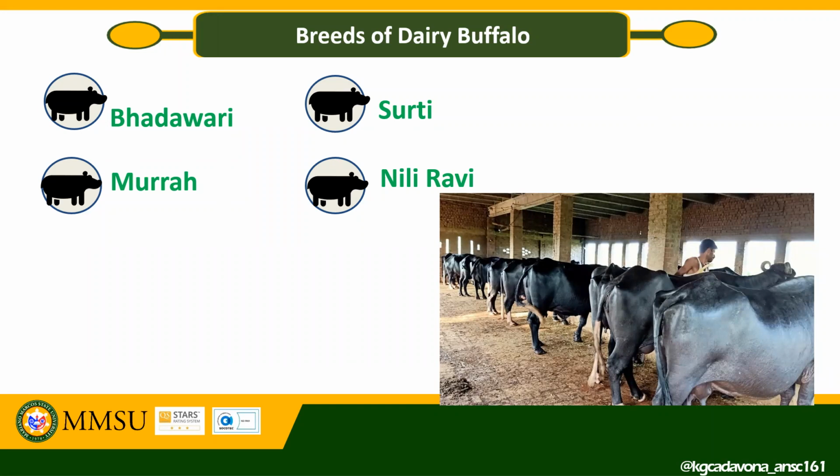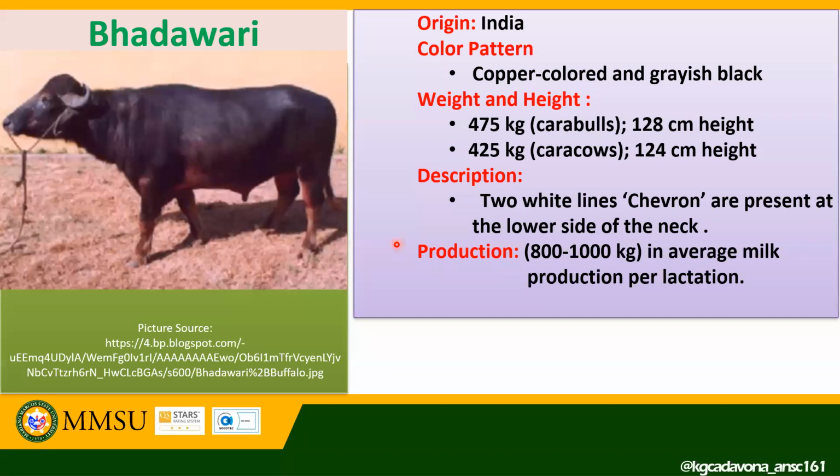Then we have the last dairy animal, which is the dairy buffaloes. So here I have listed some of which these are the following: the Badawari, Mara, Sorti, and Nilirabi. So mostly sa mga to, they were originated in India. Okay, so first we have the Badawari, which is from India.